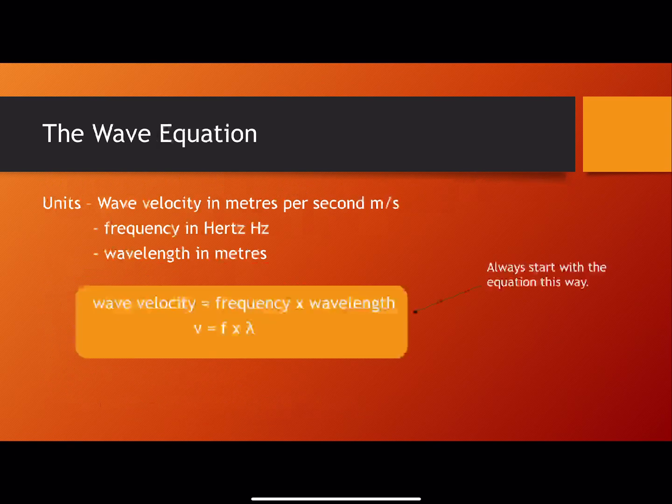So here we have the wave equation. Velocity is in meters per second. Frequency is in hertz. Hertz are waves per second. And the wavelength is in meters. So you've got to check when you get a question that the units are correct. If not, you may have to change them to make them correct. I would suggest you always use the equation in this form, v equals f lambda, because it's easy to get the substitution mark that way. And don't bother remembering it as the triangle.